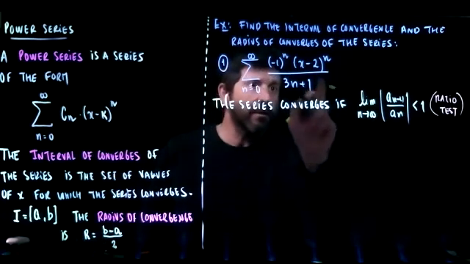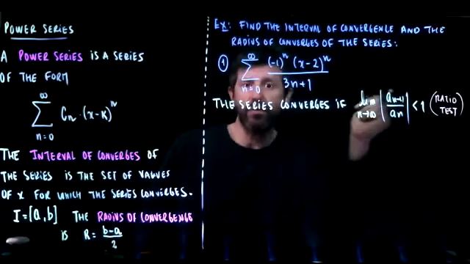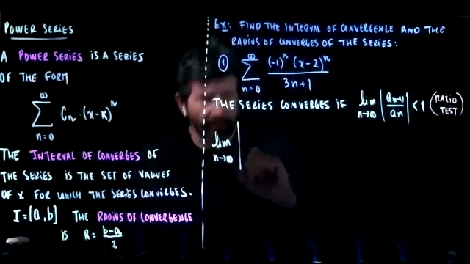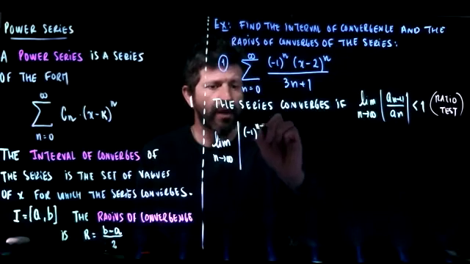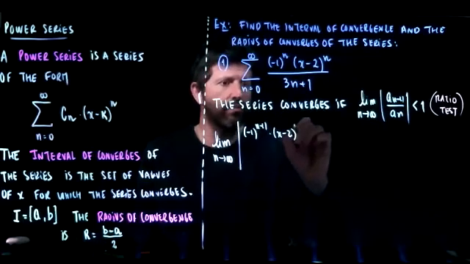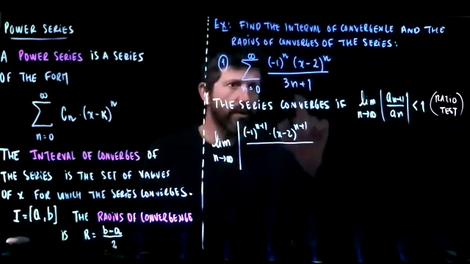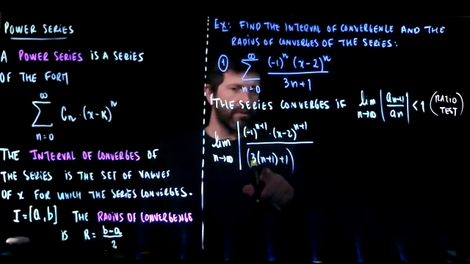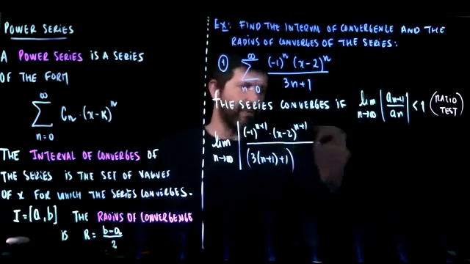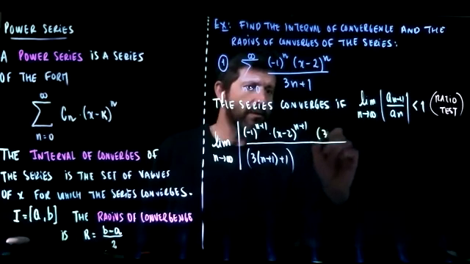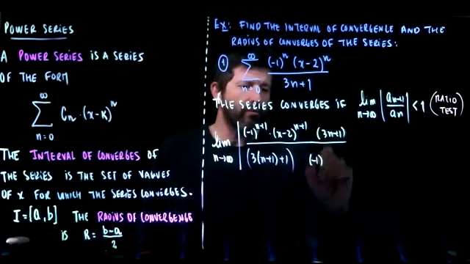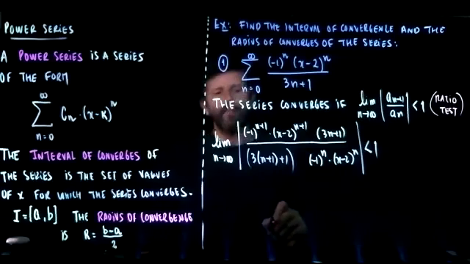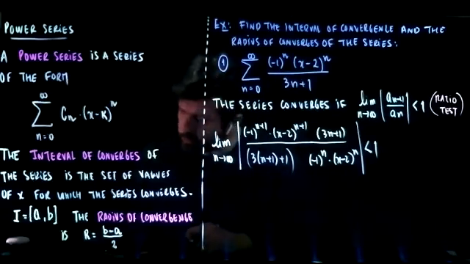So let's ask for this limit to be less than 1. Let's do it. Limit as n approaches infinity of the absolute value of -1 to the power n plus 1 times x minus 2 to the power n plus 1 over 3 times n plus 1 plus 1. That's a_(n+1), divided by a_n, or times a_n flipped, so times 3n plus 1 over -1 to the power n times x minus 2 to the power n. This has to be less than 1. Any questions on what I just wrote?